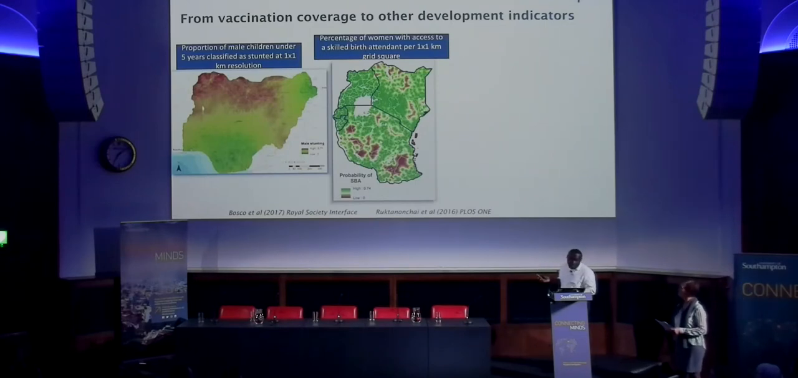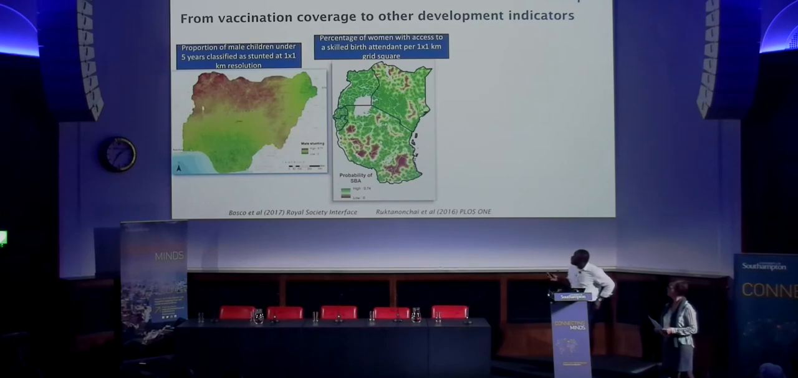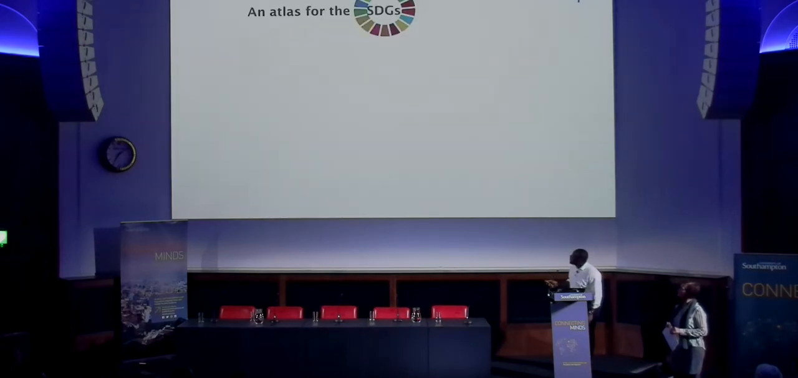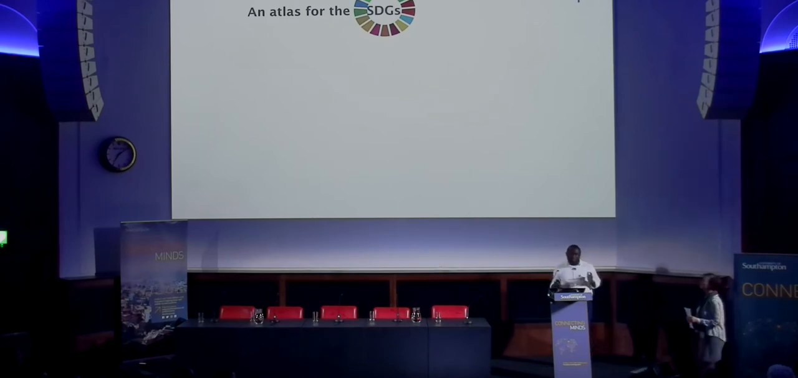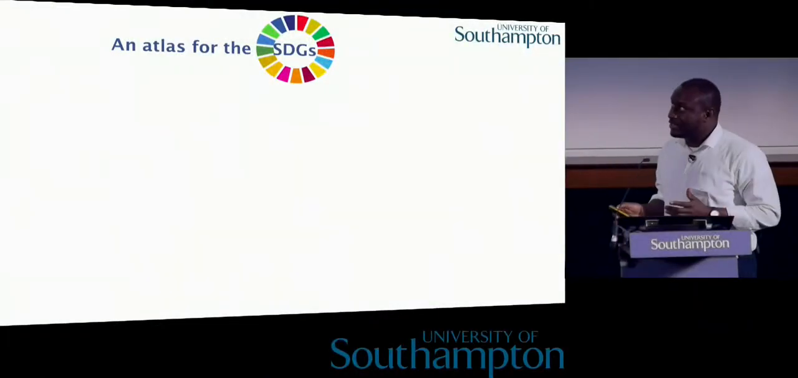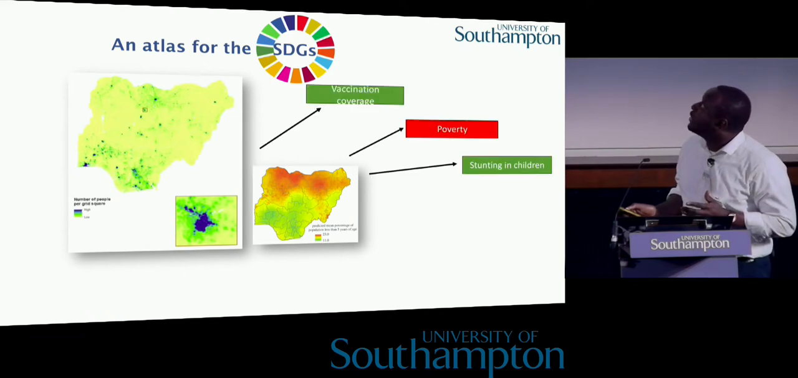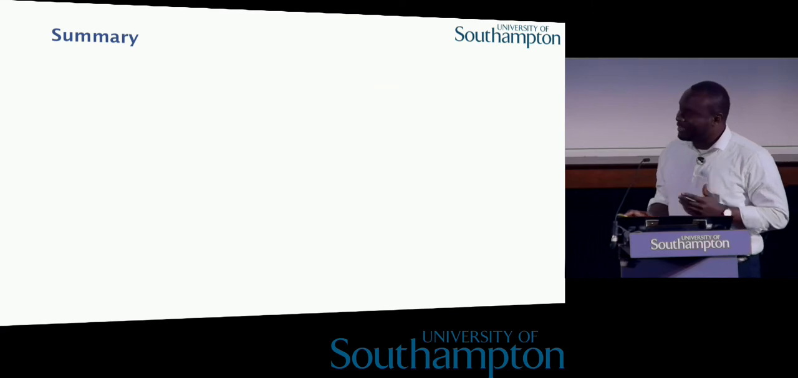So we also have this map of women with access to a skilled birth attendant in 5 countries in East Africa, which are Kenya, Tanzania, Uganda, Rwanda, and Burundi. And we also have a percentage of women who are literate at 1 by 1 kilometer grid squares. With all this work that we have been doing, we've been building an atlas for mapping progress towards the SDGs. So from our population mapping work to vaccination coverage mapping and all the other SDG indicators. Thank you.